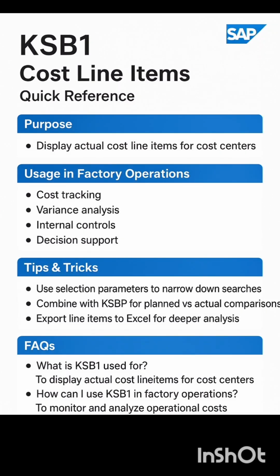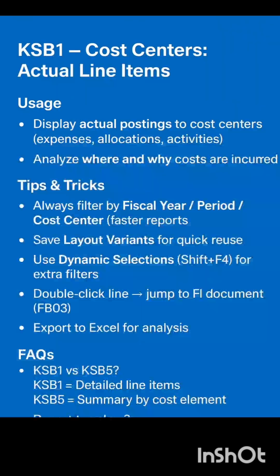KSB1 is used to display actual cost line items for cost centers. In factory operations, it is used for cost tracking, variance analysis, internal controls, and decision support. In tips and tricks, you should use selection parameters to narrow down searches, combine with KSBP for plan versus actual comparisons, and export line items to Excel for deeper analysis. In FAQs, KSB1 is used to display actual cost line items for cost centers. You can use it to monitor and analyze operational costs in factory operations.